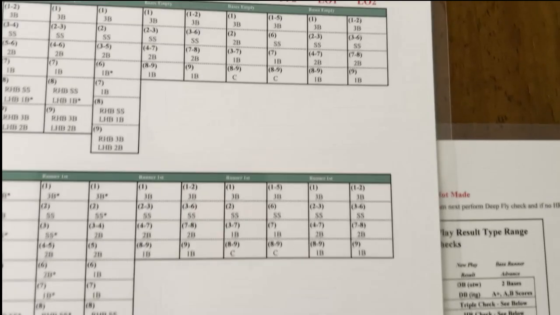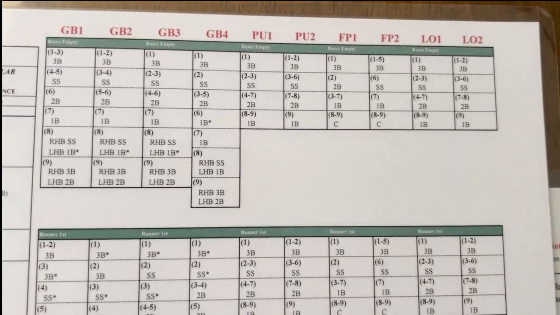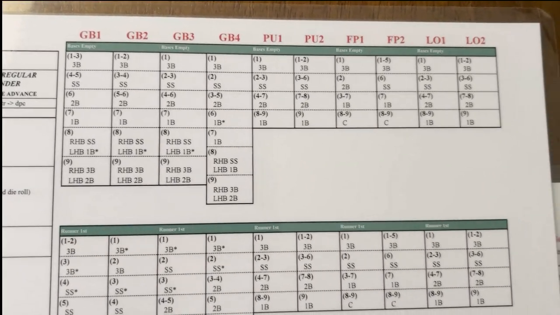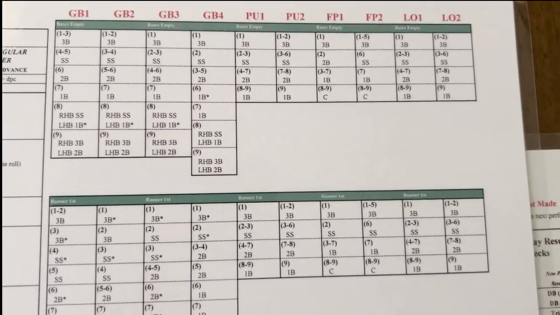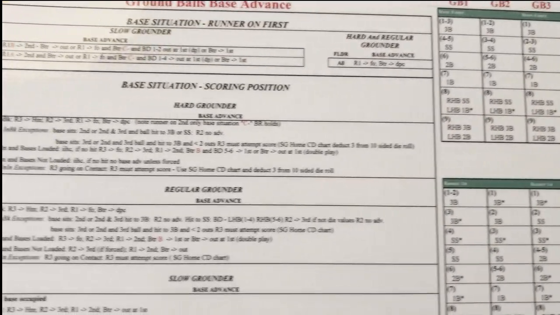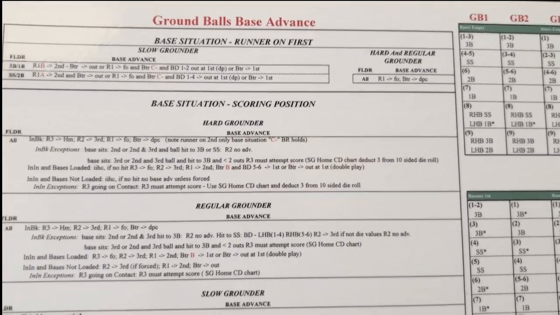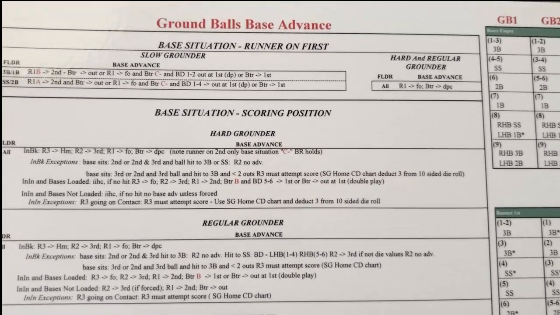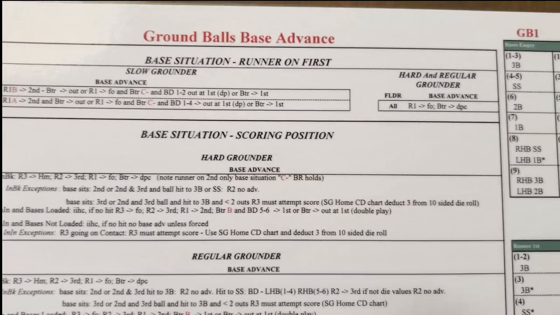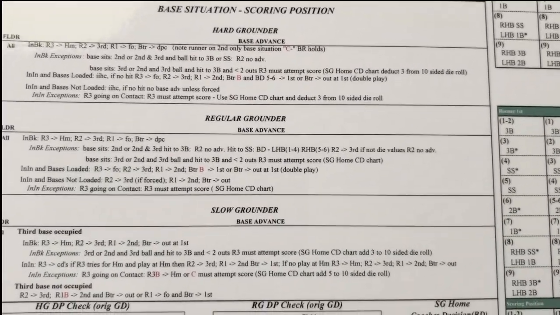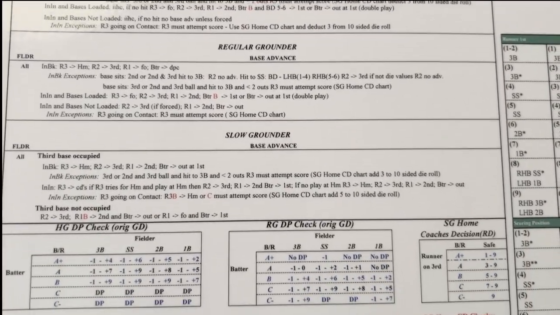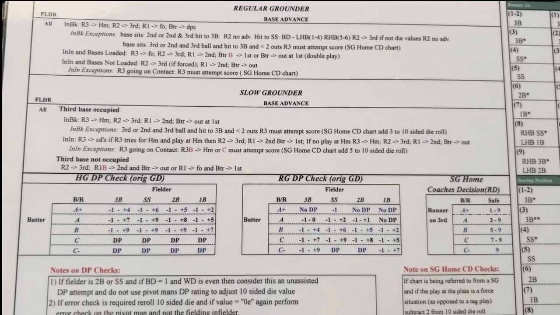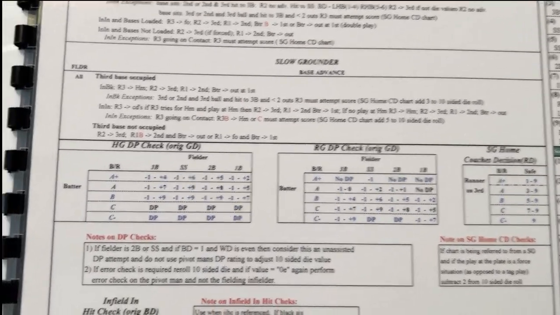I've talked about the various ground balls advance, and this is a chart that I don't use because I use the flip cards. Really, this whole page pretty much for me goes away because of the flip cards, but you'll see the notations here for what to do if it's a slow grounder, a hard grounder, base advance situations with the infield in, which those are different, and I do actually have to use those.